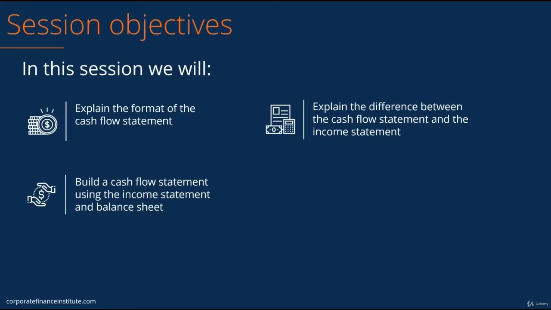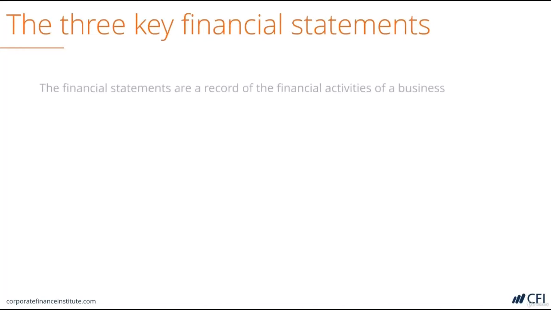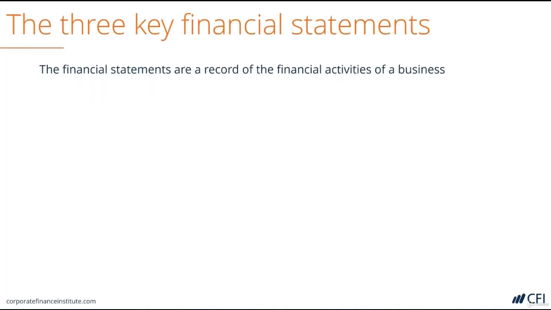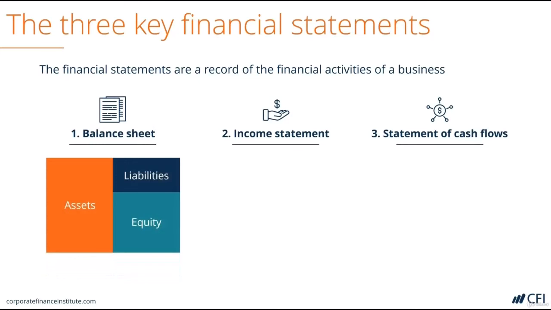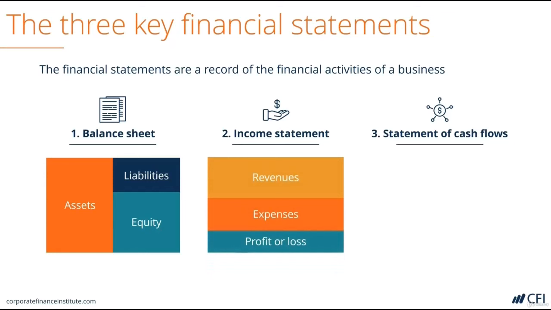Now, let's get started. As you'll recall from earlier in the course, there are 3 key financial statements that summarize the financial activities of a business. So far in this course, we've covered the balance sheet and income statement. The balance sheet shows what a company owns, which are its assets, and what it owes, which are its liabilities. The difference between those two is its equity. On the income statement, we see a summary of the revenues, expenses, and resulting profit or loss for a period.